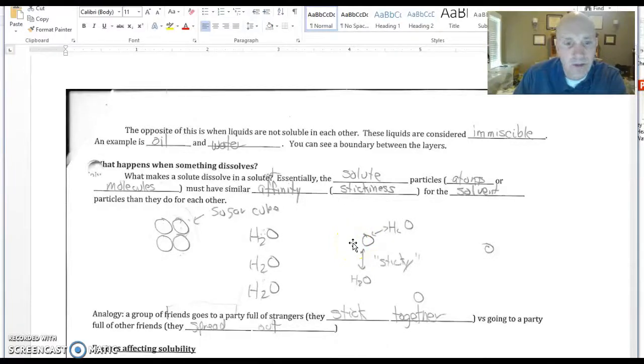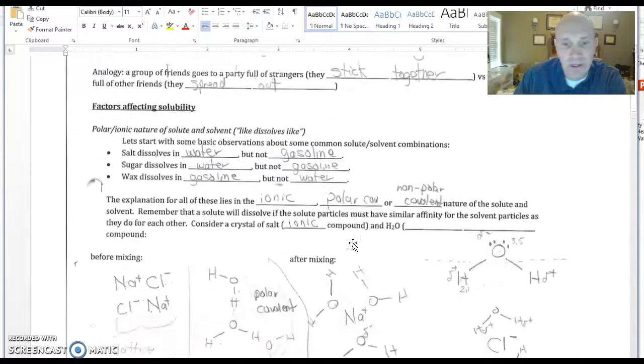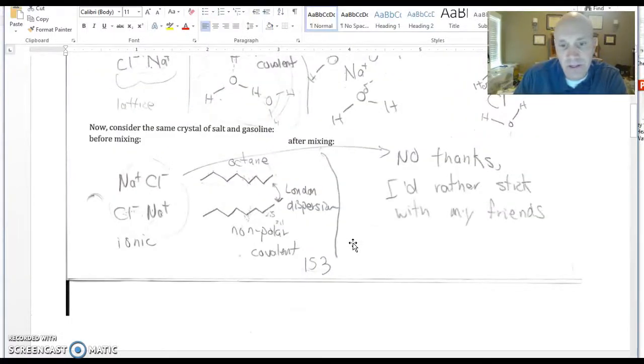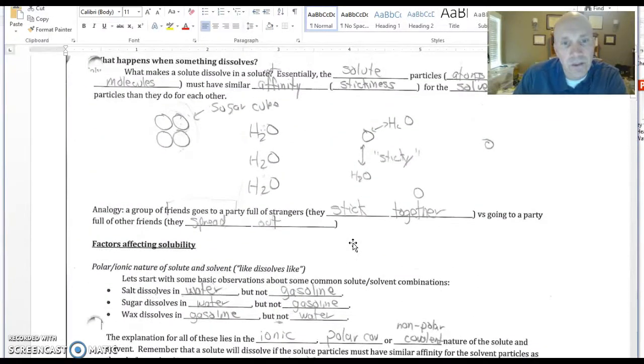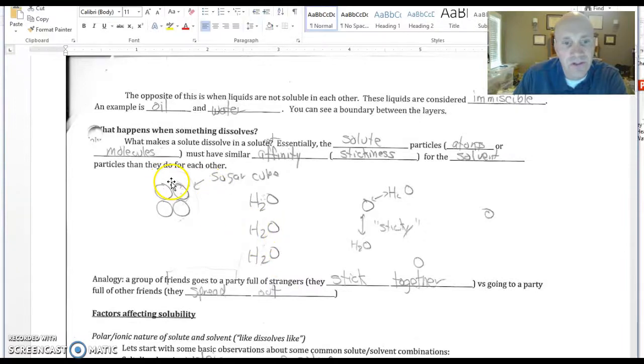Okay, so I wanted to finish up with this "like dissolves like" concept. You'll find this on pages 153 and 154 of the guided notes. What we were saying is that in order for something to dissolve, the solute particles have to have similar stickiness or affinity for the solvent particles as they do for themselves. The analogy we were giving is you and your friends at a party. If you and your friends don't know anybody out there, you tend to stick to yourselves. But if you're friends with people out there, you're okay being separated from your group of friends.